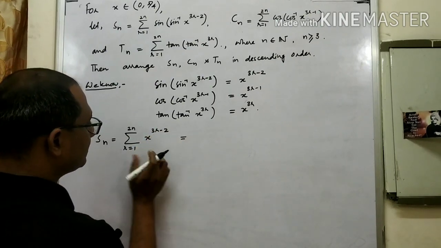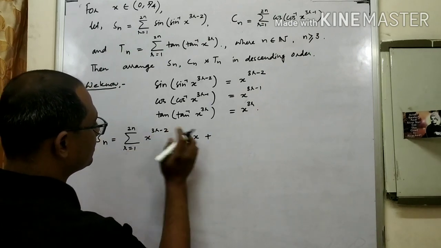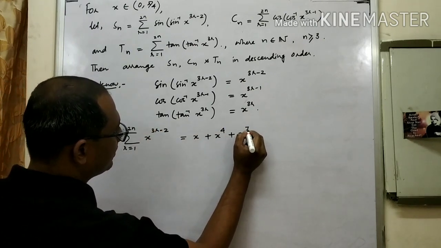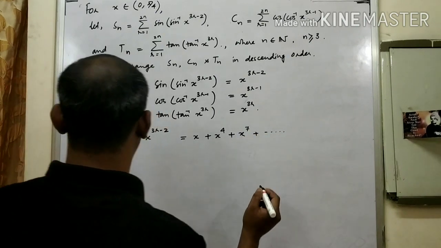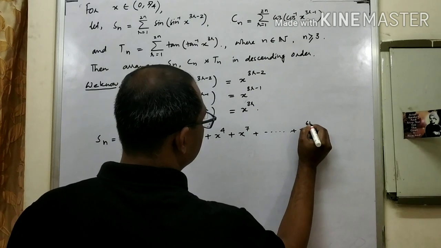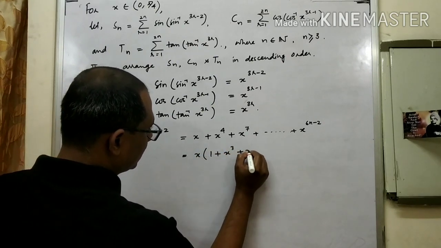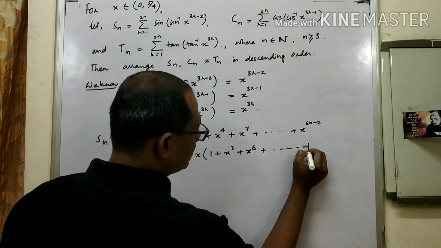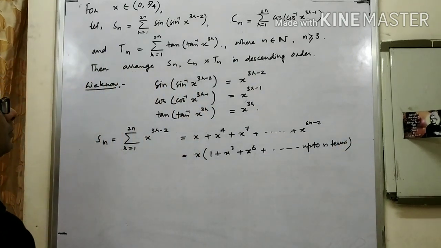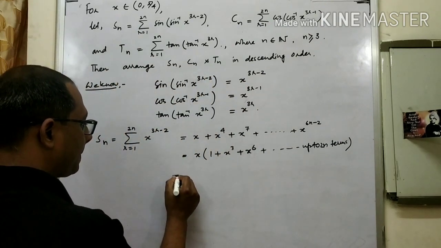So let me write down a few terms of it. When r equal to 1, we'll get x, plus r equal to 2, 6 minus 2, x to the power 4, plus when r equal to 3, 9 minus 2, x to the power 7, plus so on. It will go till r equal to 2n, that is x to the power 6n minus 2. Not necessarily writing this, what we can do, x can be taken common: 1 plus x cubed plus x to the power 6 plus so on up to 2n terms. Okay, it is a GP.